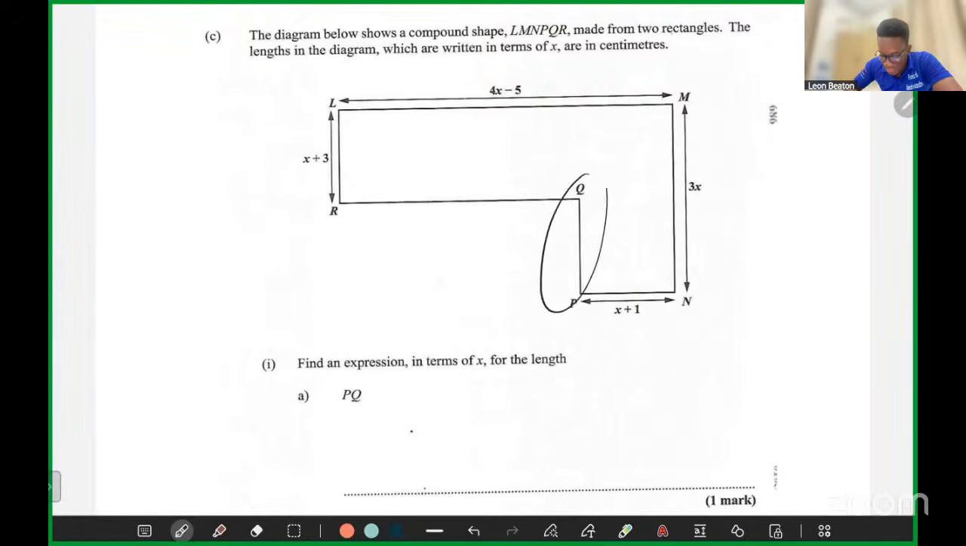So PQ is here. They want, in terms of x, the length of PQ. So we see this entire length here is 3x, and up to here is x plus 3. So that means up to here is x plus 3.